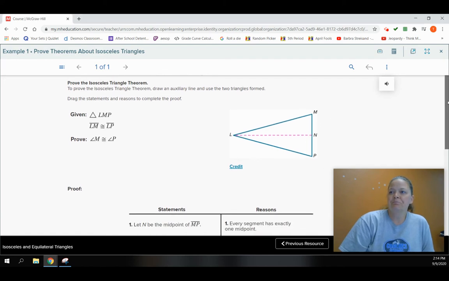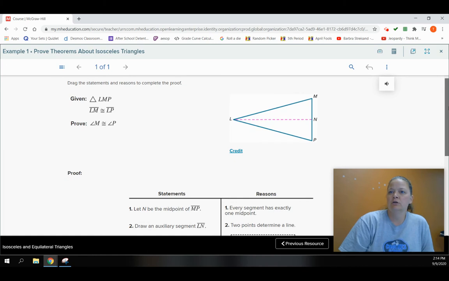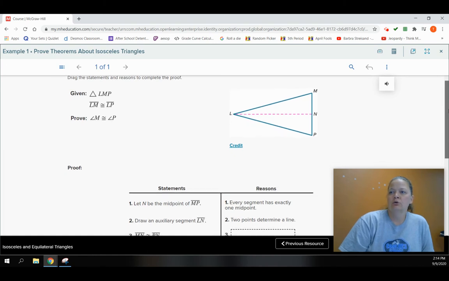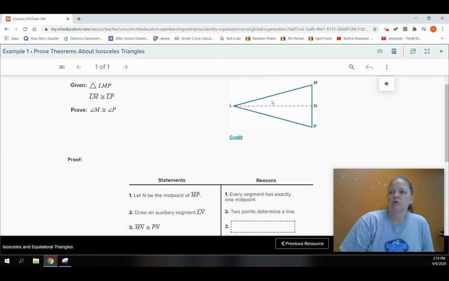Okay. And then we have to prove the things about these little triangles, top and bottom here, that are formed by that auxiliary line. Okay. So N is our midpoint of MP, right? It's halfway between M and P on the base of this triangle. The reason we know that is because every segment has exactly one midpoint. We draw our auxiliary line there because you only need 2 points to determine a line.